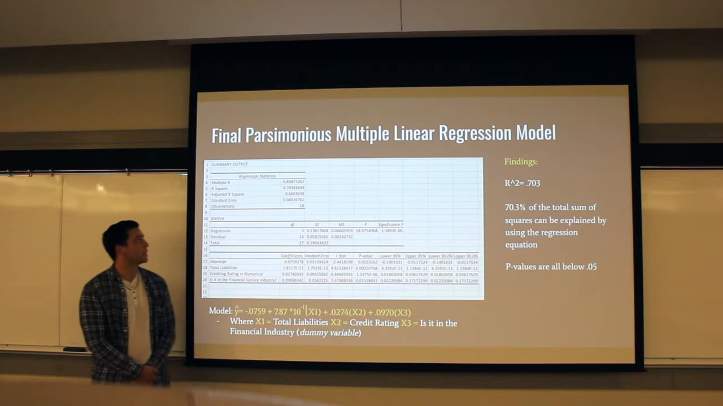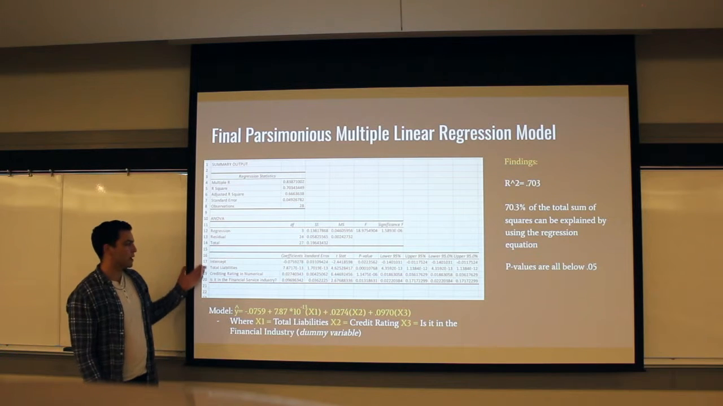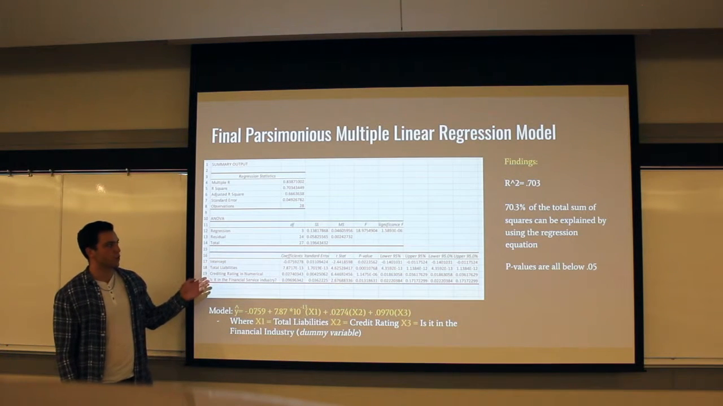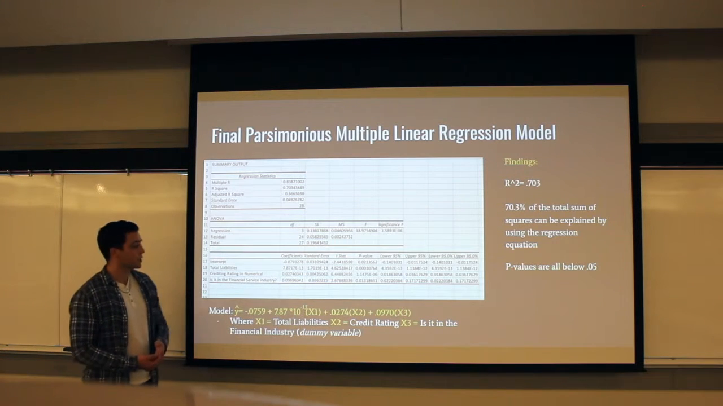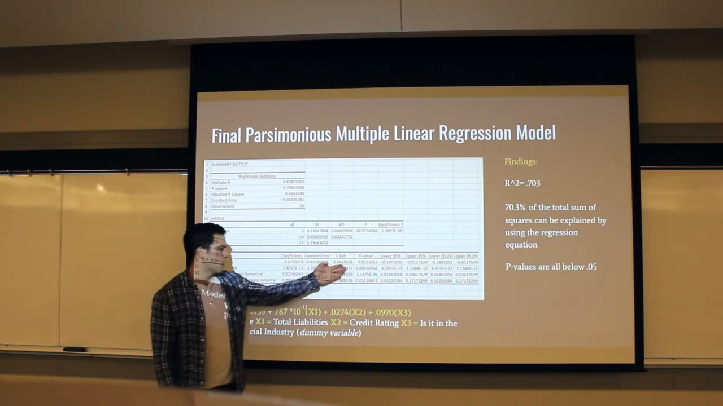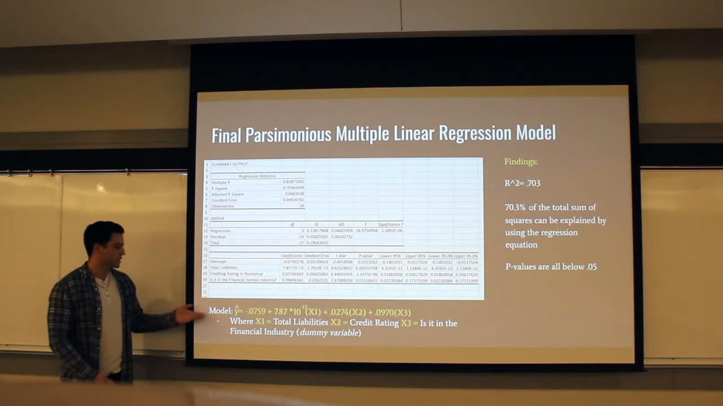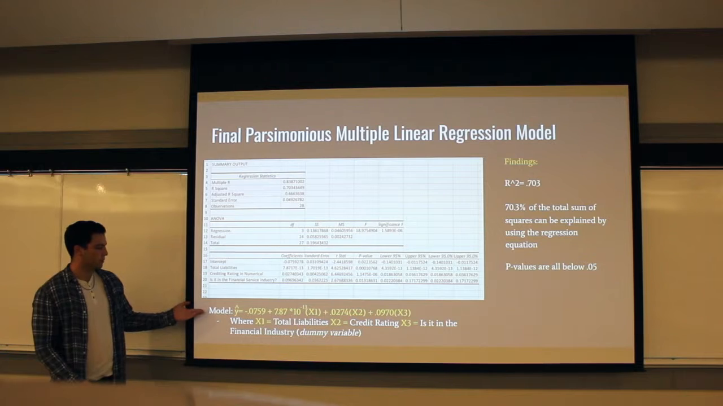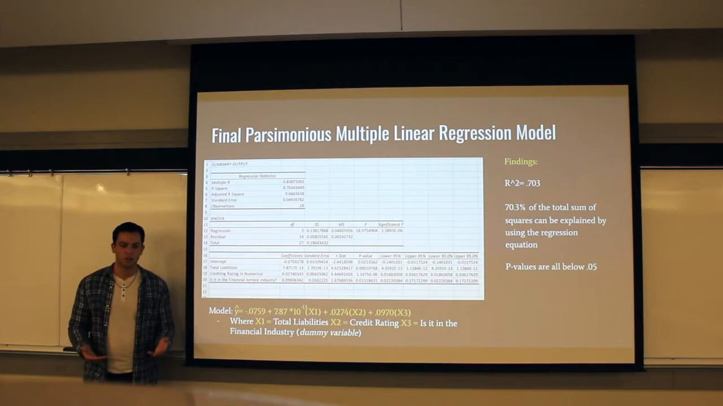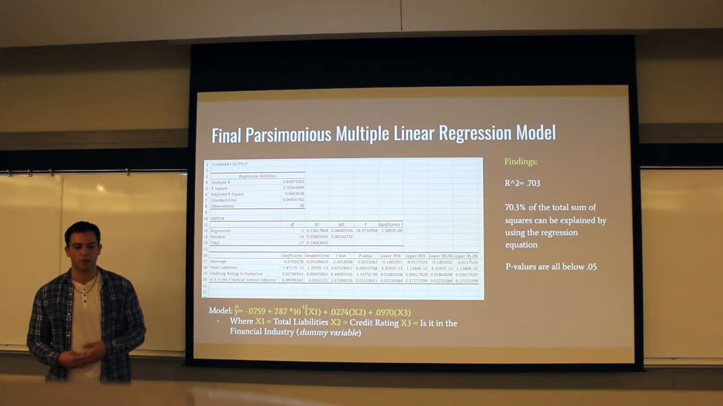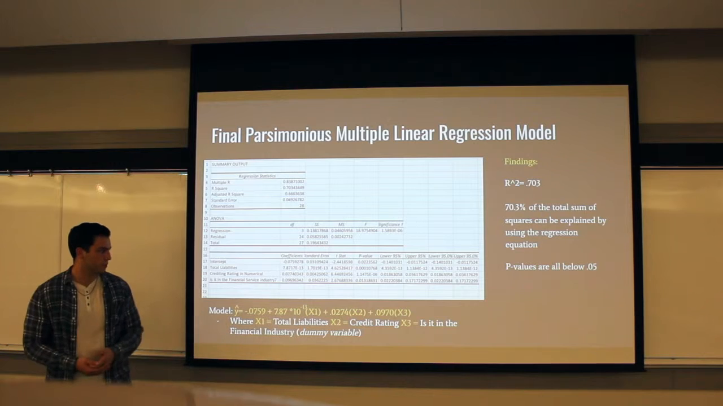All right, so after kicking out the outliers, we came up with this model. Our R-squared was 0.703. R-squared is also our coefficient of determination. And if you look at the p-values now, they're all acceptable, all under that 0.05. And this is the model that we came up with, where X1 is our total liabilities, X2 is our credit rating, and X3 is whether or not it is in the financial industry, which is a dummy variable.